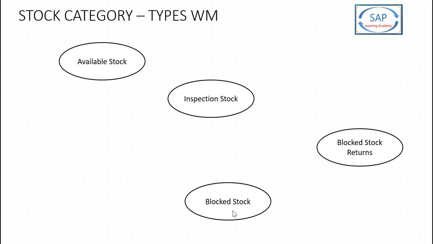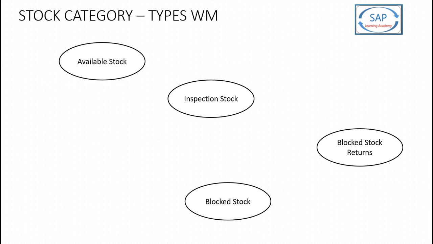Now coming to the blocked stock. As I said, in this warehouse management process, if the stock is found not to be used or needs further inspection, then it should be put as blocked stock. Blocked stock can be categorized as S, and this blocked stock can be further inspected to be returned to the vendor, or should be inspected again.